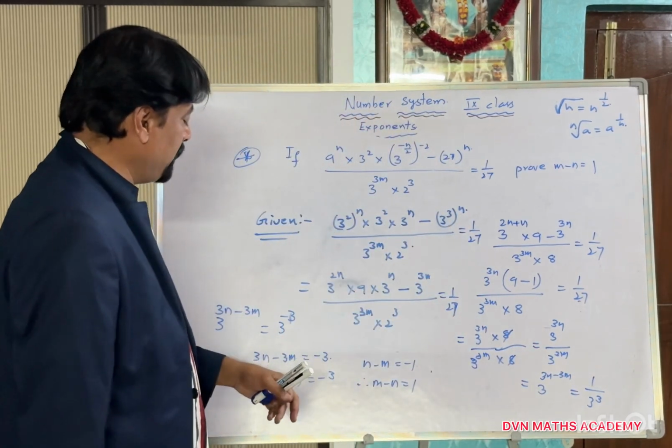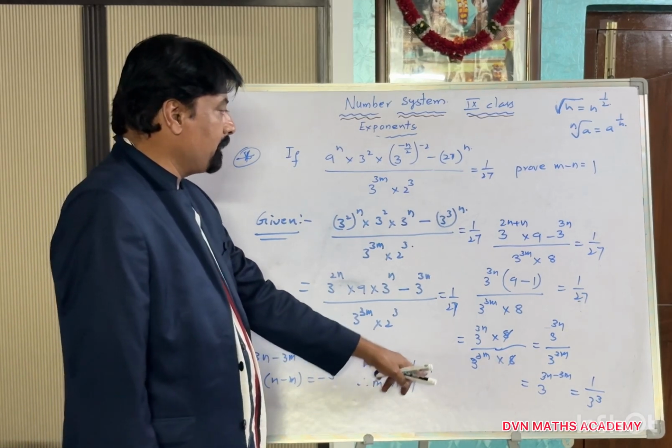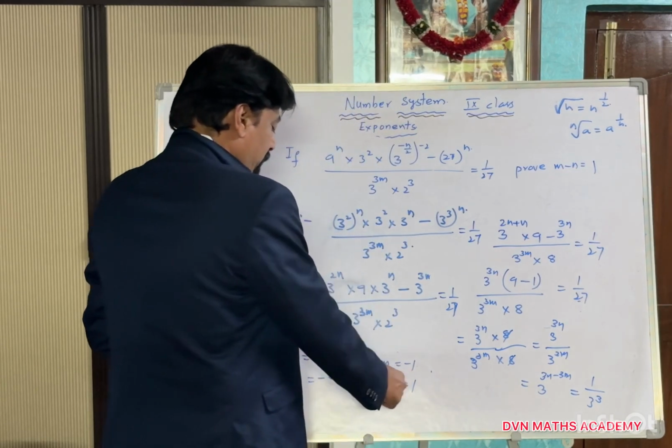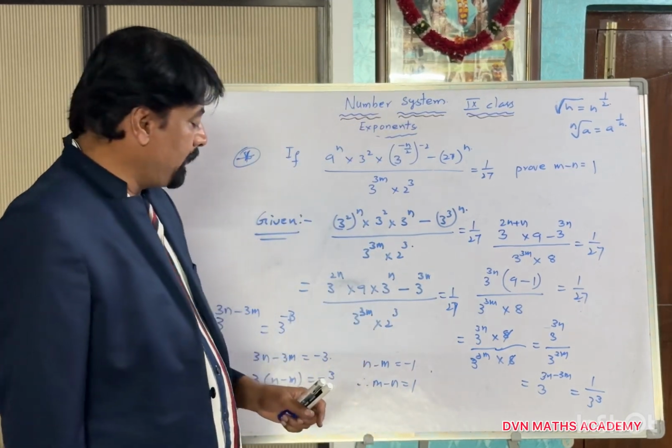So from that information here I got n minus m is equal to minus 1, but we are required to prove that m minus n is equal to 1. If n minus m is minus 1, therefore m minus n is equal to plus 1.